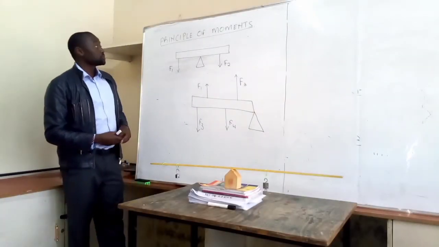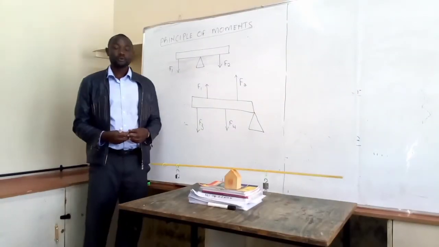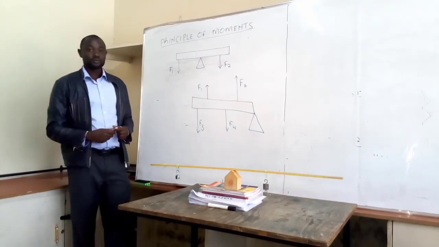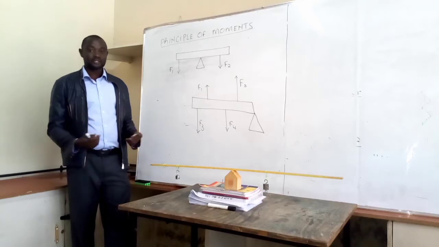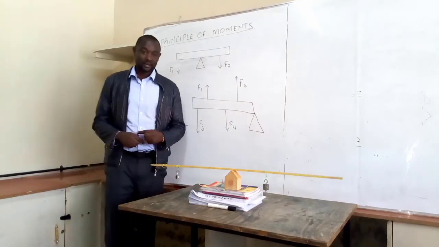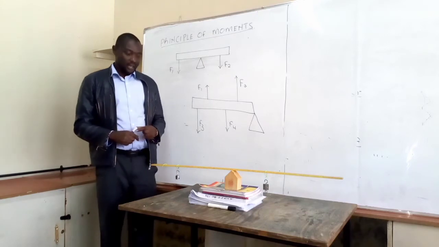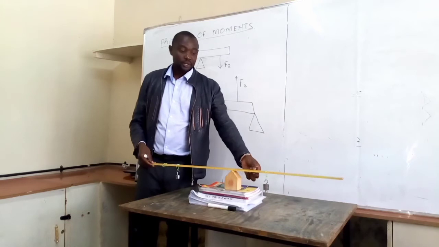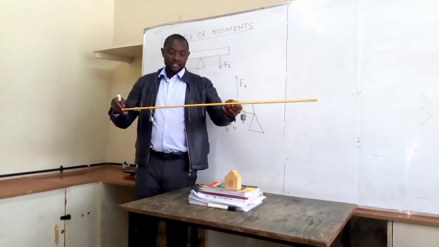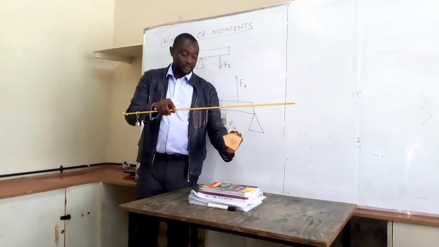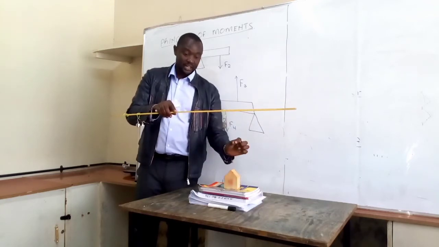So we want to look at the principle of moments. And for us to understand the principle of moments, there are a few things that we need to understand or get very well. With me here is a meter rule. I want to lift it up so that it won't look like it is connected to my pivot here. This is my pivot. It is a knife edge.